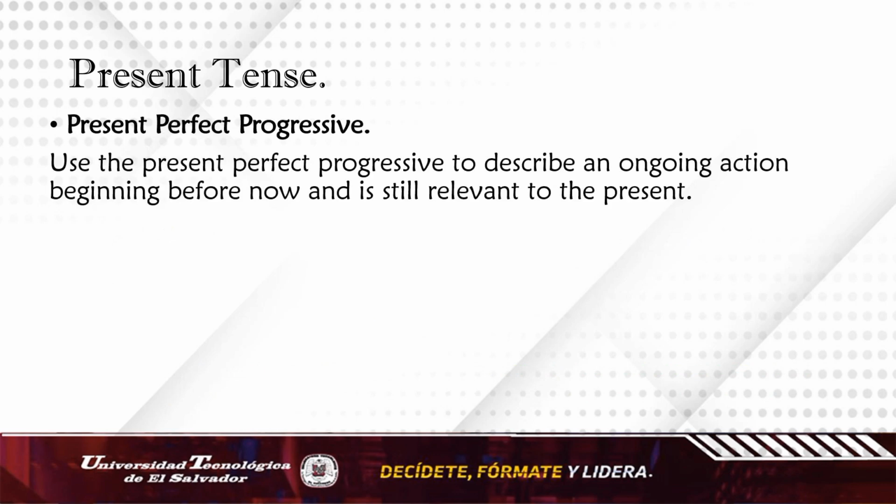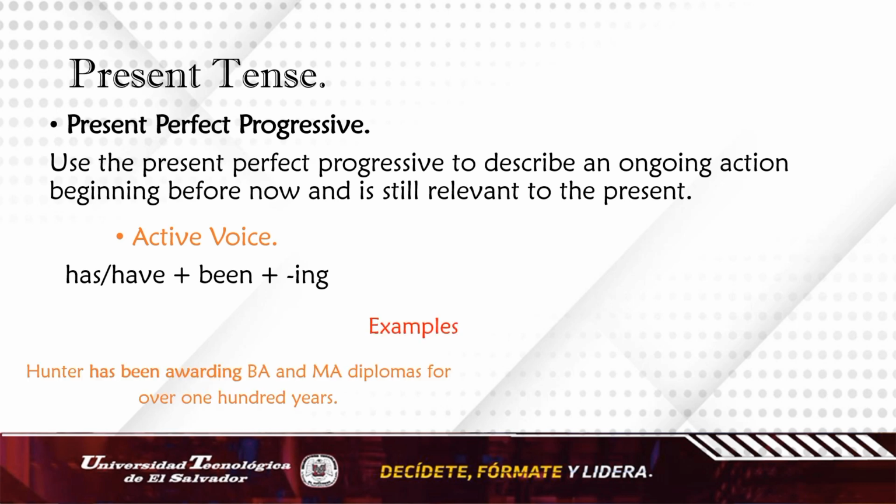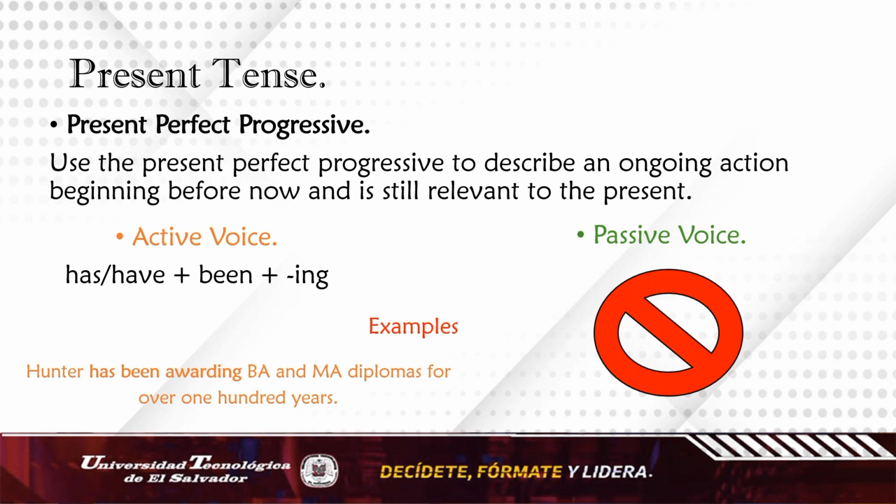Present perfect progressive. Use the present perfect progressive to describe an ongoing action beginning before now and is still relevant to the present. In active the structure is has, have plus been plus -ing. For example, Hunter has been awarding BA and MA diplomas for over 100 years. In passive, because of awkward construction, the perfect progressive form is not used.